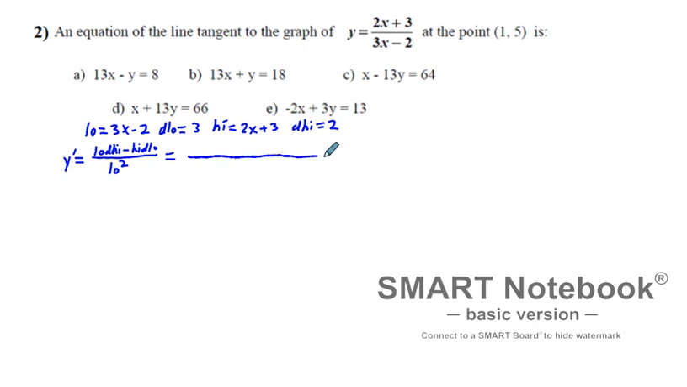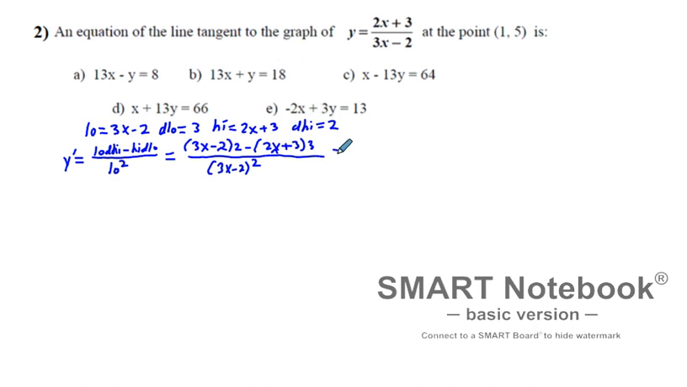So we have low, which is 3x minus 2, times d high, which is 2, minus high, which is 2x plus 3. You notice we had to put these binomials inside parentheses. Okay, all over low squared, and low being 3x minus 2, we square that.